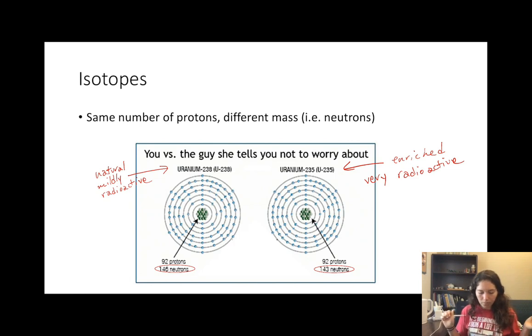Okay. So uranium-238, the difference here between 238 and 235 is their mass. So what we're seeing here is they have the same number of protons, but they have different numbers of neutrons. So here we have 146 neutrons, here we have 143 neutrons. And by changing this amount, we get a different atom that reacts differently.